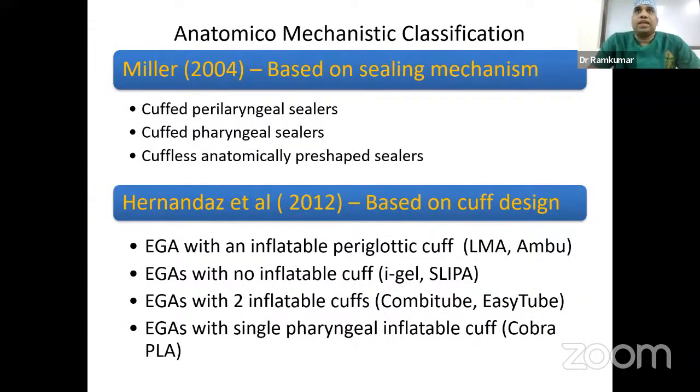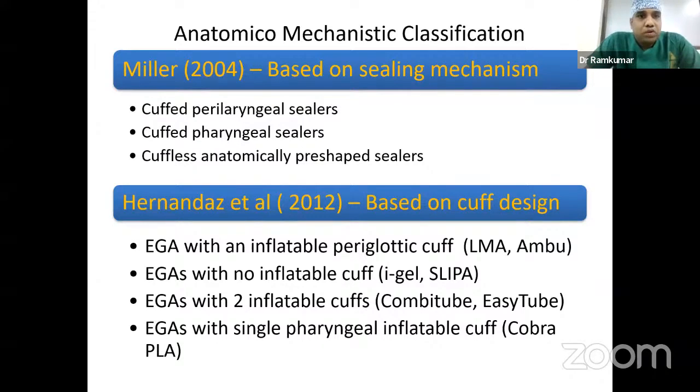The current classification, which is very practical and widely accepted, is Tim Cook's classification. Before that, we had a classification based upon the anatomico-mechanistic features of each device.